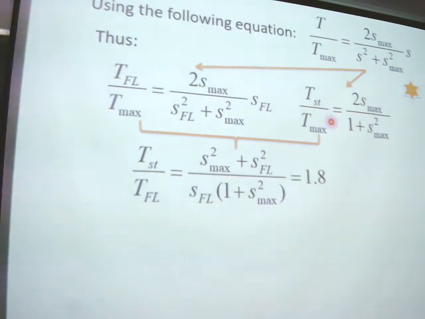From these two equations, we have T max in both, but here is T full-load, here is T start. From these two equations, we can get the new equation, T start over T full-load. It's a mathematical problem. So here the ratio is 1.8.